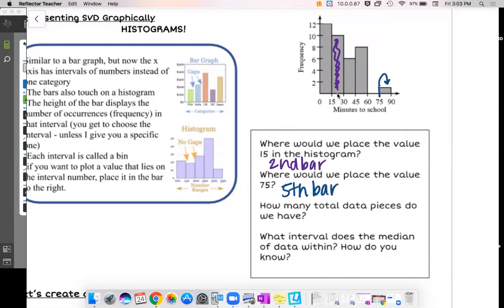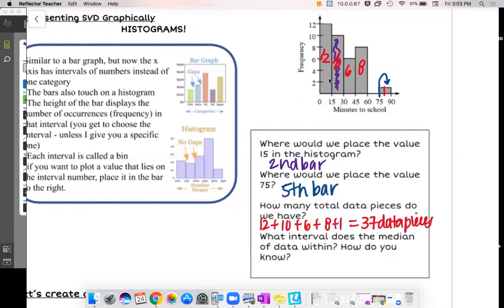And then to figure out how many total data pieces we have, we just look at the heights of the bar. So this bar has 12, this has 10, this has 6, this has 8, and this has 1. So if you just add all those together, you get that there are 37 total data pieces in the set.